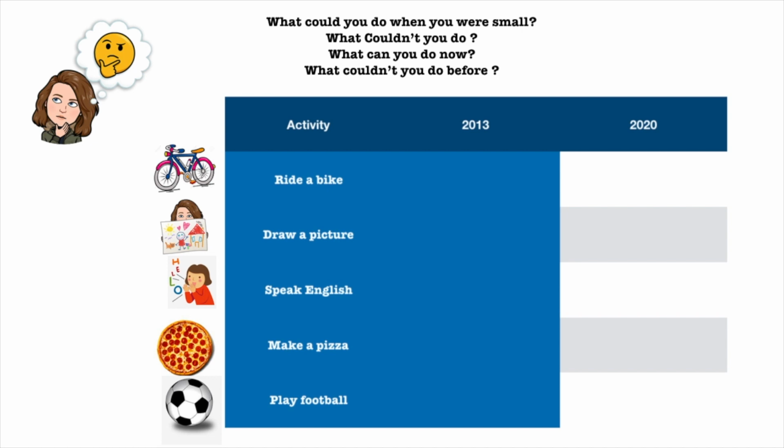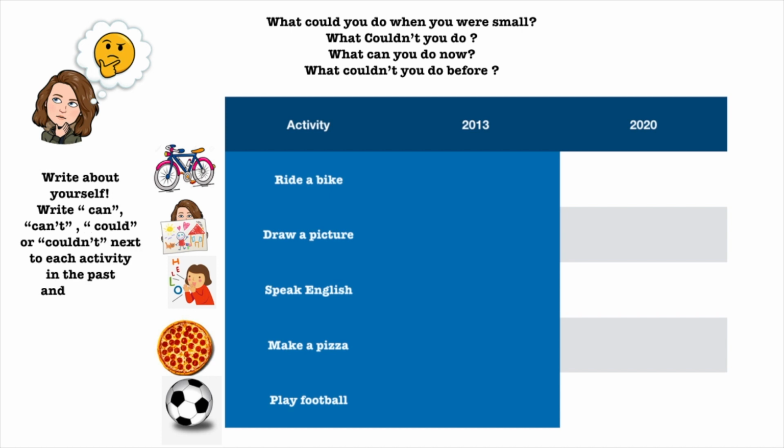Okay? I'm going to give you a few minutes to fill in this chart. Please stop the webinar, draw a small chart, and please fill it in for yourself. Then continue the webinar. Write about yourself. Write can, can't, could, or couldn't next to each activity in the past and present.